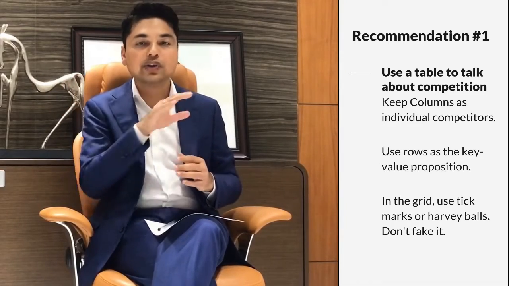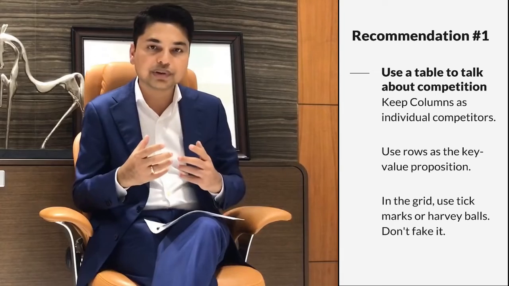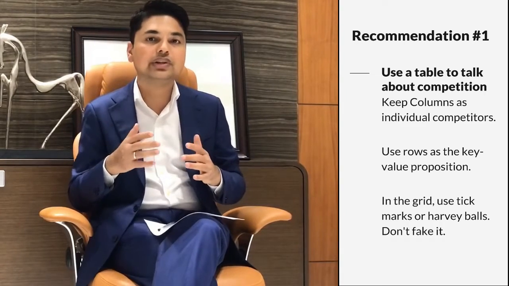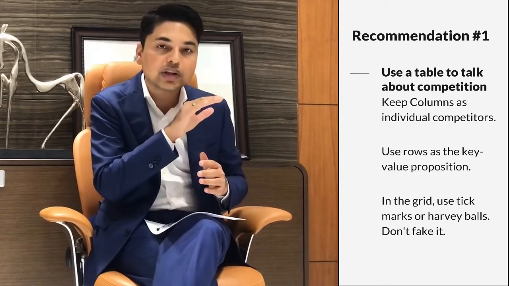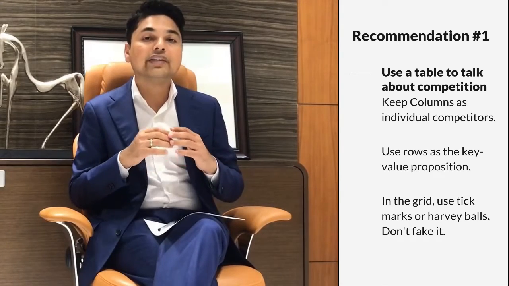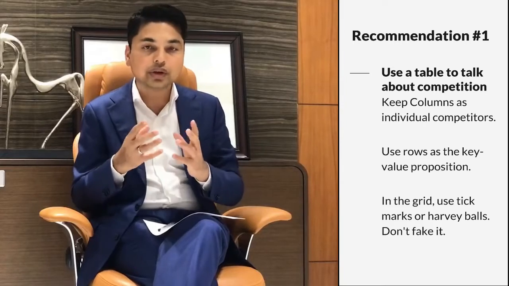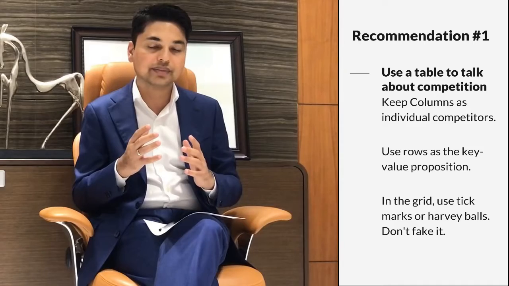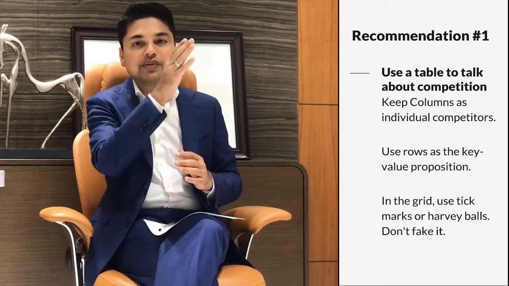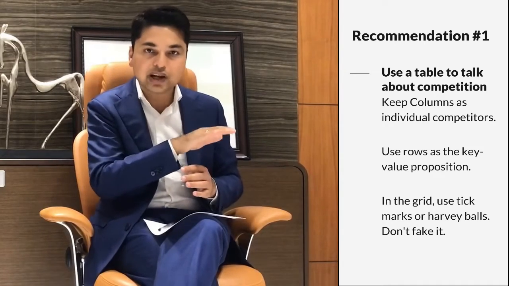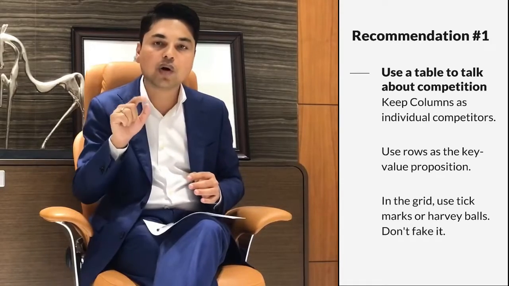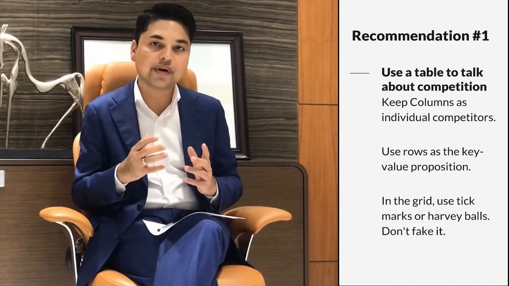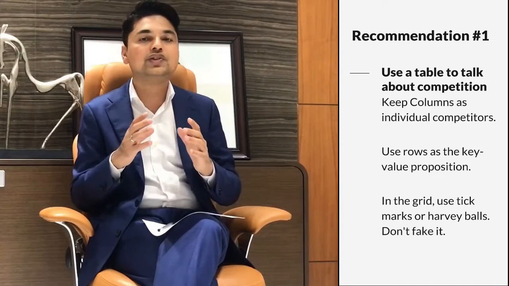When you're talking about the rows, put the value proposition, but don't be navel gazing and talk about the value proposition that you think is important. What about the value proposition that is important to the industry, to the users, to the suppliers? That's how you start differentiating yourself. Now in that grid, when you have competition and the value proposition, you can use a Harvey ball or simple check marks and crosses to clearly identify how you differentiate against your competition.